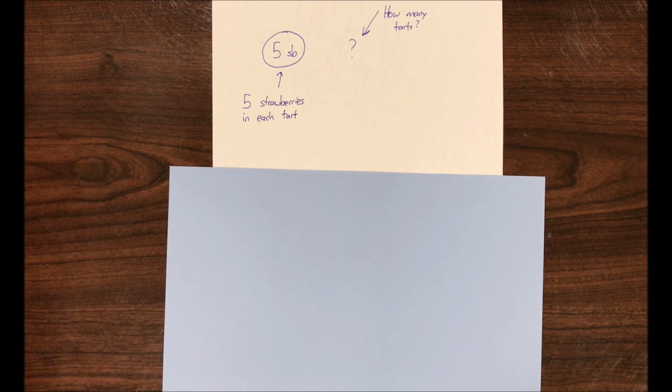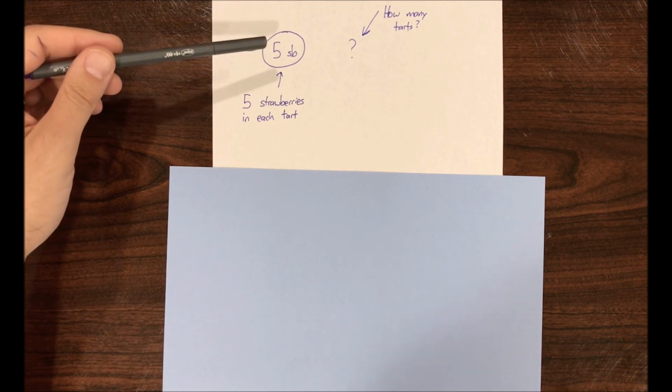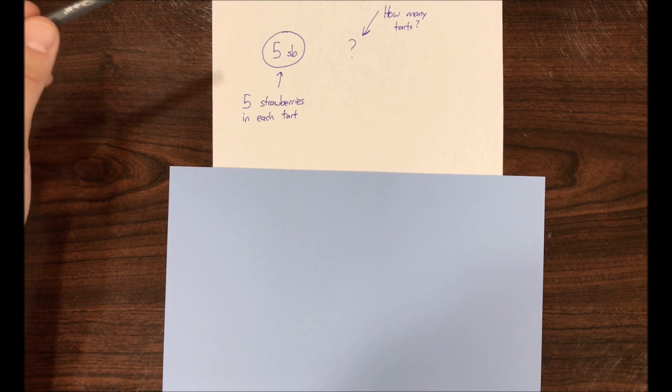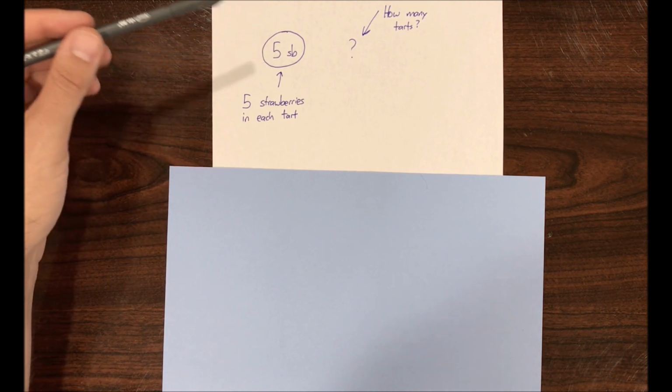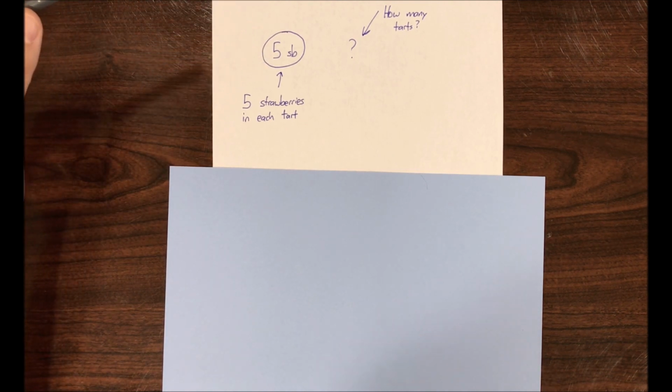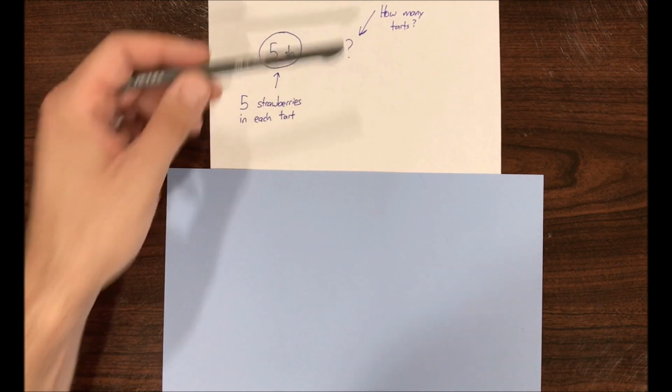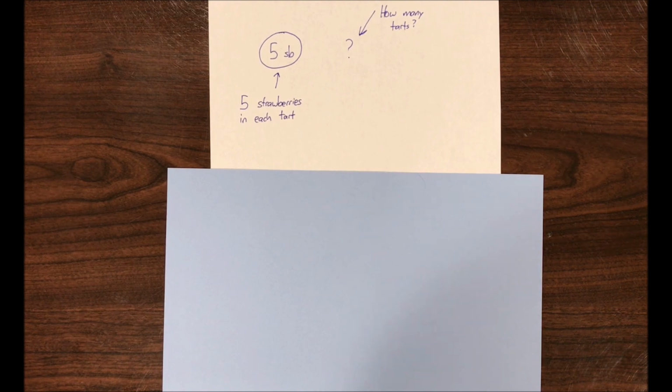They drew a picture of a tart here. A tart's kind of like a muffin, and they put a 5 in it because they knew that each tart needed 5 strawberries. Then they put a question mark here because they didn't know how many tarts she would make.